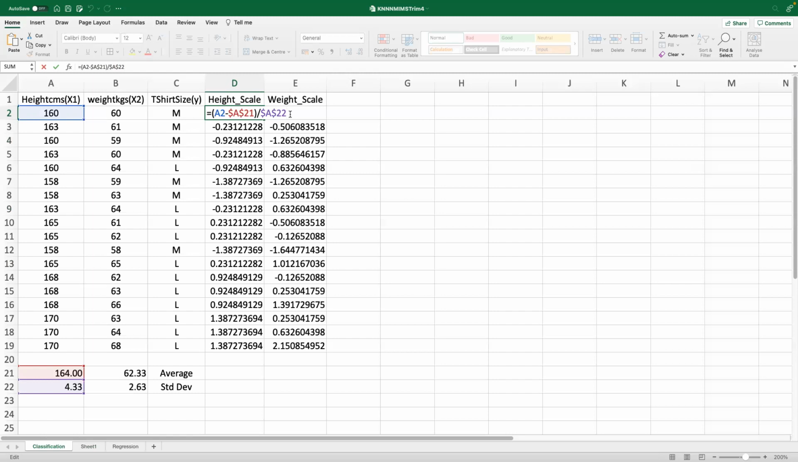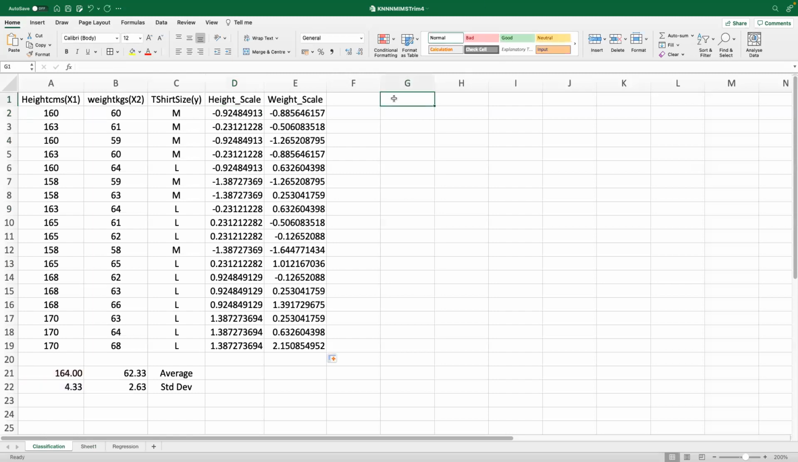Got it, all of you, formula? So we want to predict the t-shirt size based on height and weight. This is the objective. Predict t-shirt size based on height and weight.